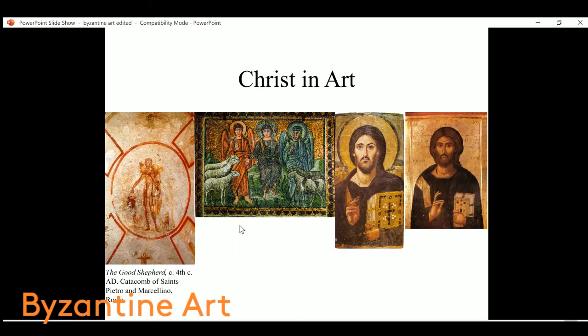Christ in art. Okay, until this day, a picture of Christ is actually a common sight to see in modern-day Christian homes. Okay, alright, so that's all about the Byzantine art.